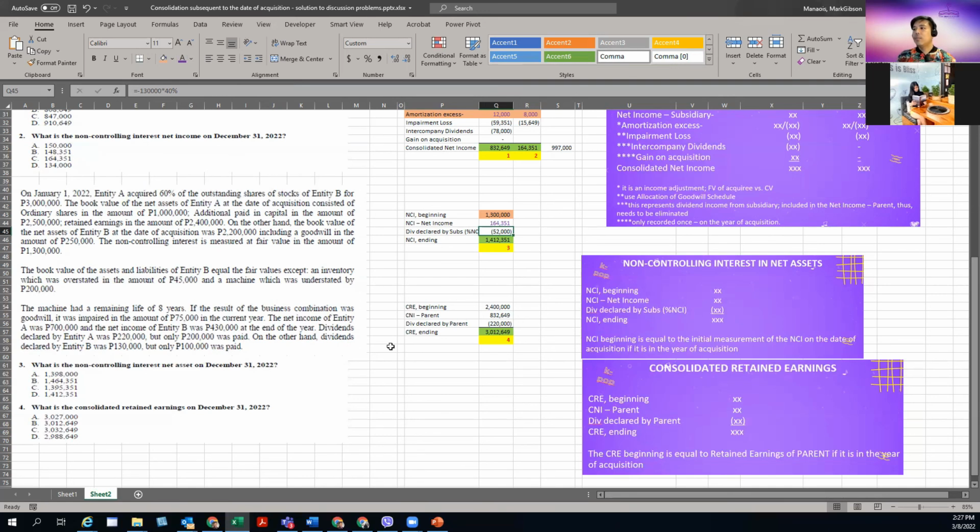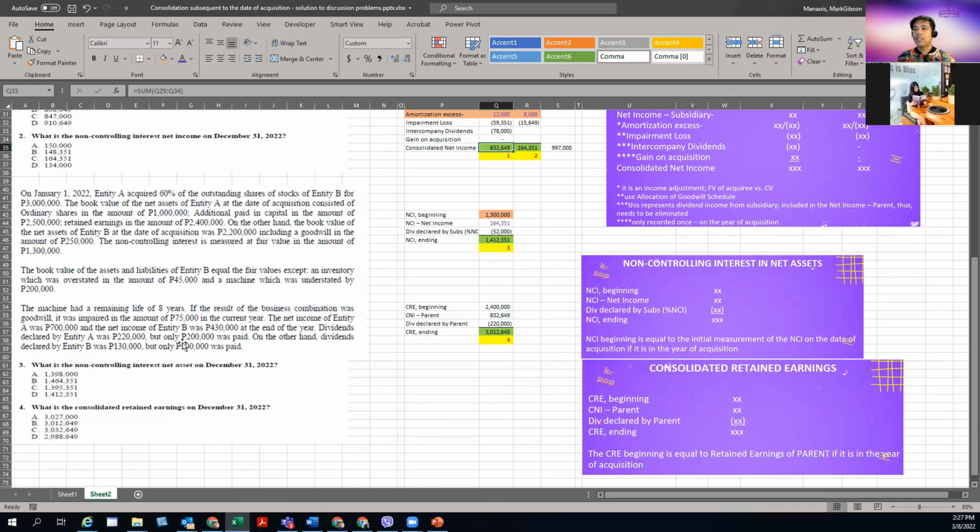Puntahan ngayon natin yung number 4. Consolidated retained earnings beginning, sabi natin, the year of the acquisition, this represents the parents' retained earnings. So that's 2,400,000 given naman. CNI parent, no? So yan yung na-compute natin kanina, that's 832,649. And finally, we have the dividends declared by the parent, so also given, so that's 220,000.